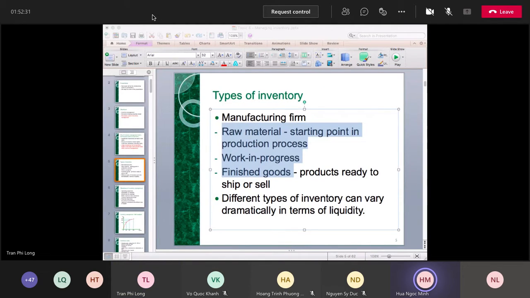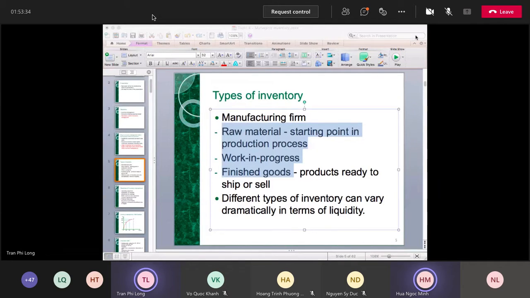I think it's a finished good. Why? Because I think finished good is sold to the customer. The raw material will be sold to other factories, so I think it is harder to sell.